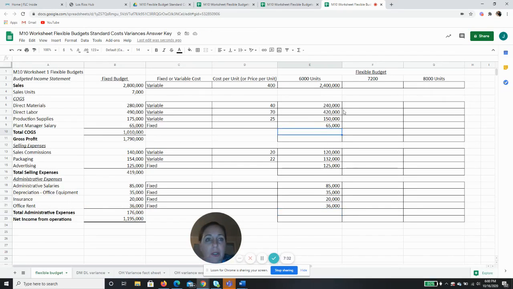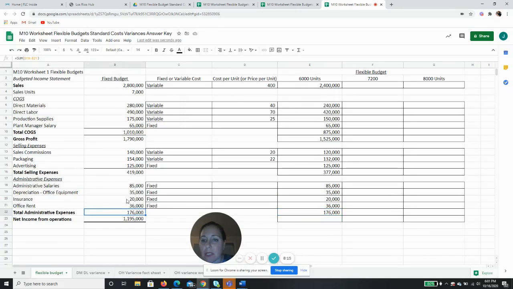I'm going to start with my total cost of goods sold. I'll just add up all of my product costs, and I get cost of goods sold of 875,000. My net income starts with my sales of 2.4 million minus my cost of goods sold of 875,000, and I get gross profit of 1,525,000. I'm going to add up all my selling expenses, fixed and variable, and I'm going to get a total of 377,000. And I'm going to add up all of my admin costs, fixed and variable, and I'm going to get a total of 176,000.